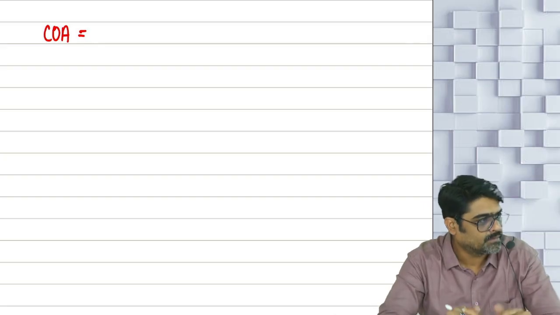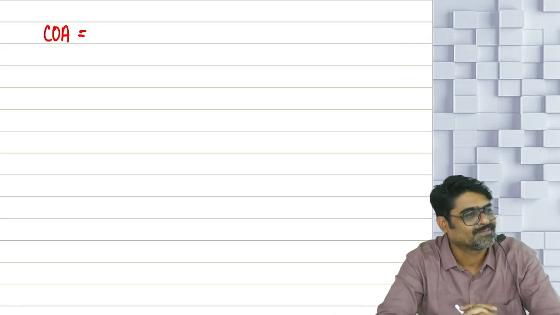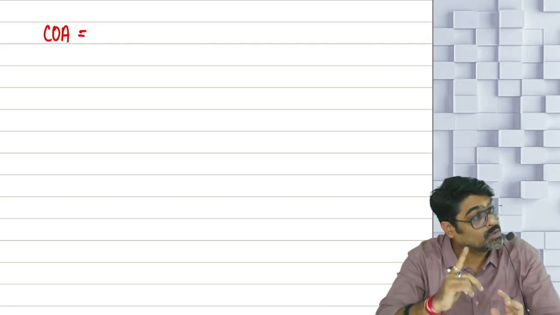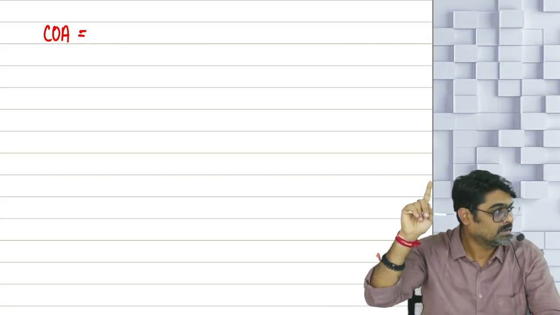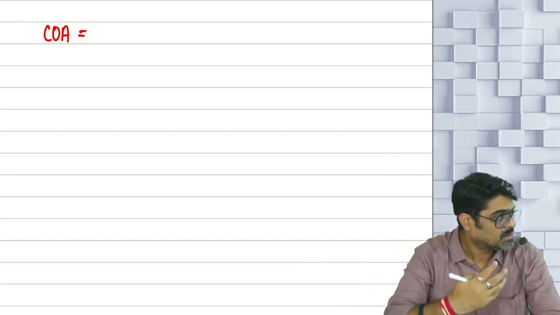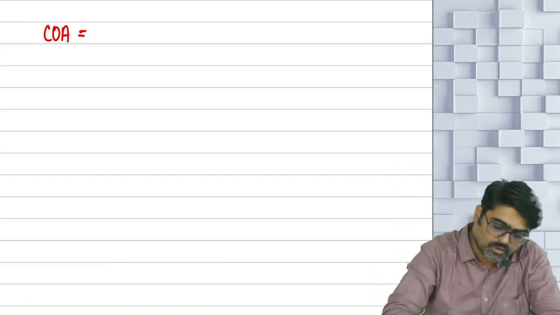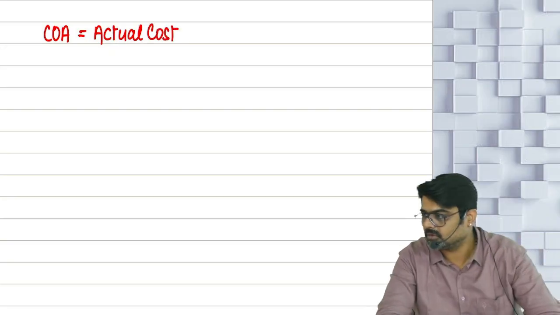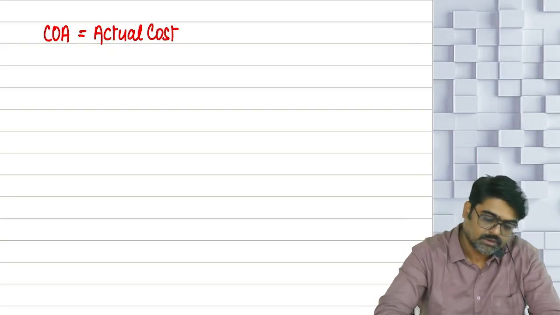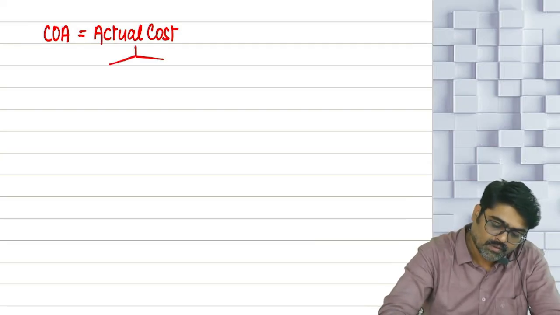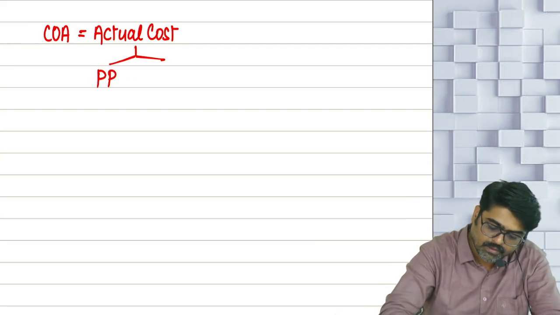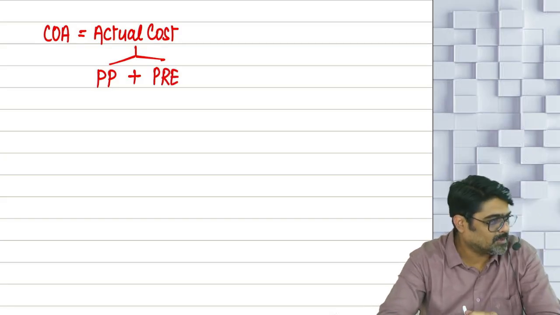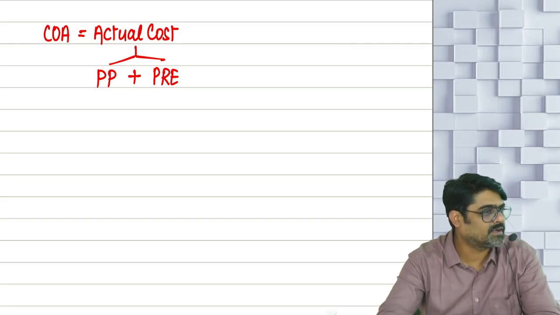PP plus PRE, your actual cost. The cost at which you acquired the asset, yes or no, is nothing but your cost of acquisition. So cost of acquisition means actual cost. Actual cost means PP plus PRE. What is PP? Purchase price. PRE means purchase related expense.